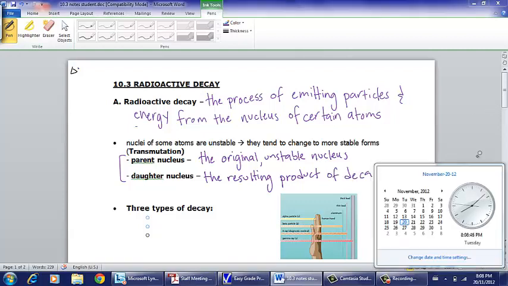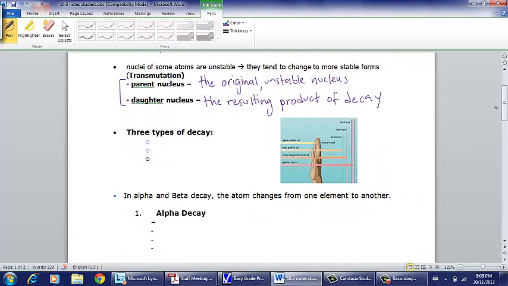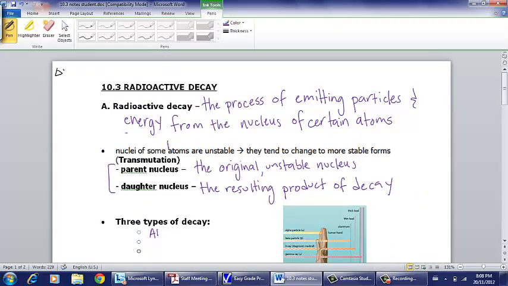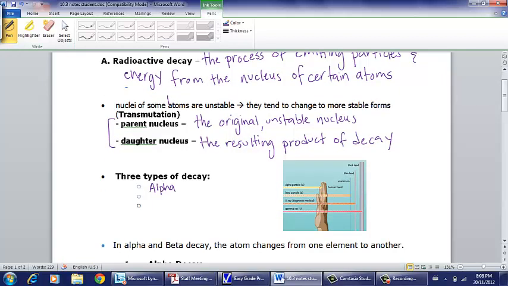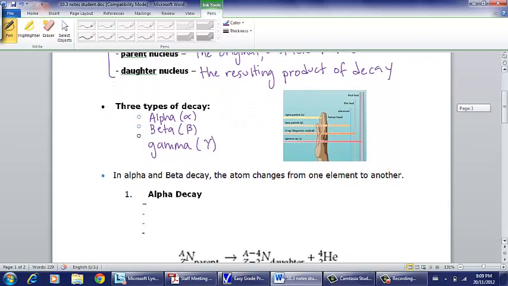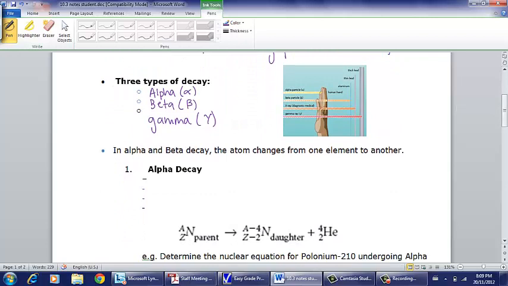There are three main types of radioactive decay, and we're going to be looking at all three of them. First one is alpha, and the symbol for alpha. Second one is beta, the symbol's like this, and the third one is gamma. So alpha, beta, and gamma decay. In alpha and beta decay, the atom changes from one element to another.